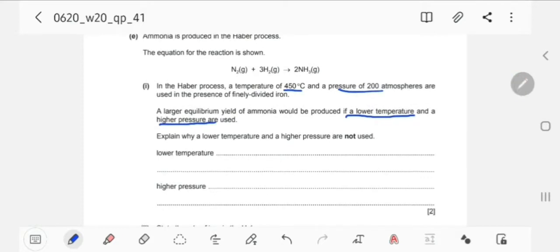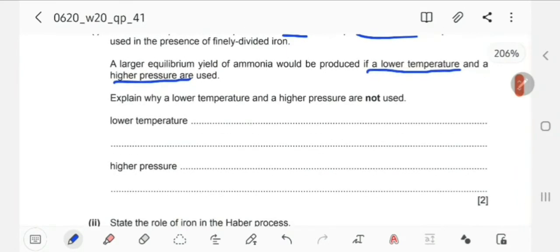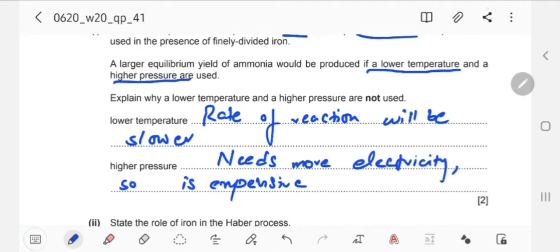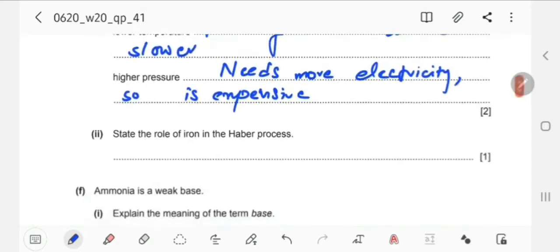As we know, the lower temperature causes the reaction to slow down, so we will simply write rate of reaction will be slower. And as far as the higher pressure is concerned, it is not cost effective, because when we provide the higher pressure, the machines and all the load will cost a lot, so it will be expensive. So we can write is expensive, or it needs more electricity. So as it needs more electricity, it's expensive.